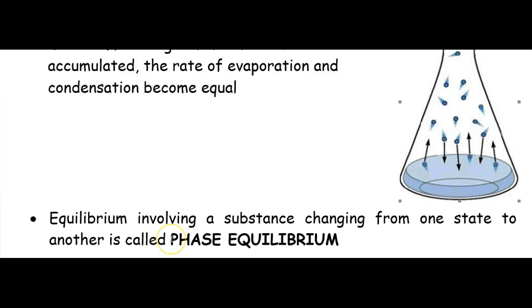So what you need to know is that this type of equilibrium has a special name. It's referred to as phase equilibrium. Phase is another word for state of matter, so the phase or the layer. What we mean by this is that we have the two reactants in the gas phase and in the liquid phase interacting with each other and reaching an equilibrium.